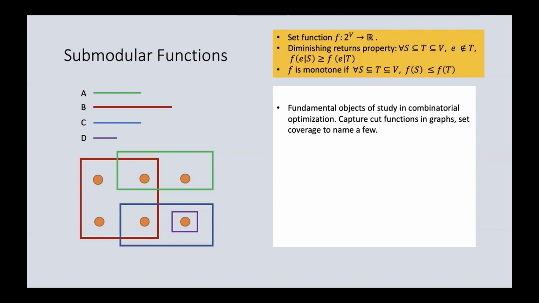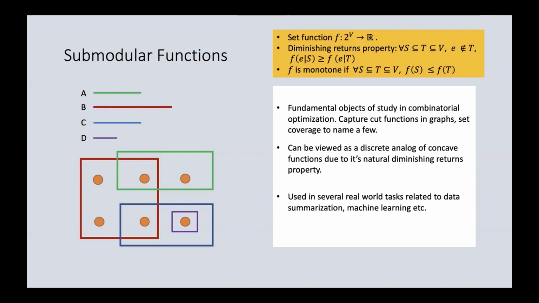Also, it's interesting to study submodular functions because they are fundamental objects of study in combinatorial optimization. Functions such as cut functions in graphs and set coverage functions are submodular functions. They can also be viewed as a discrete analog of concave functions due to their natural diminishing returns property. Also, due to this property, they are very useful in several real-world tasks related to data summarization and machine learning.